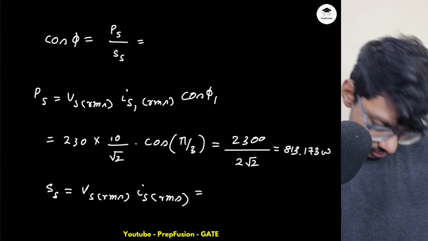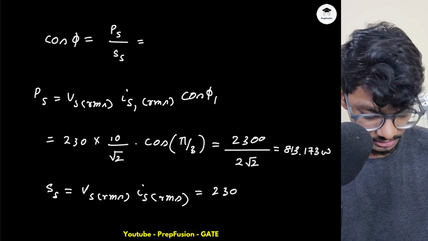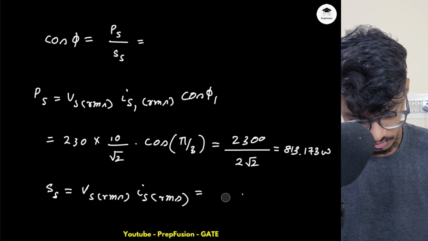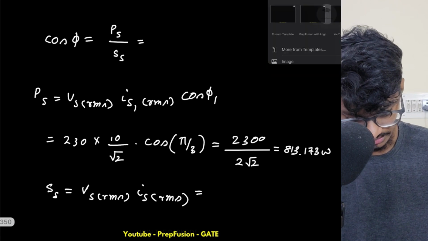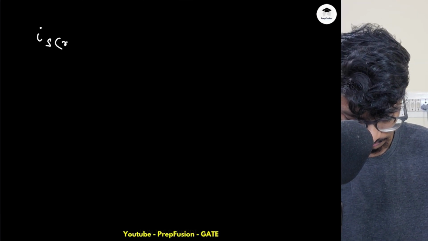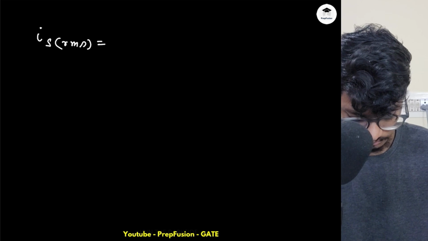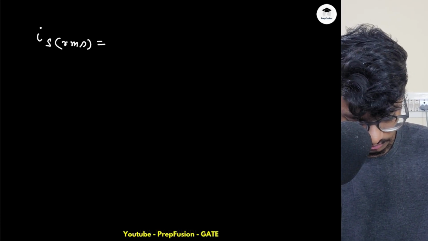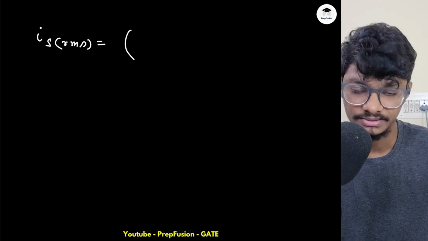So VS RMS into IS RMS. VS RMS is 230 again. And IS RMS I need to compute. I can compute it like this. My IS RMS will be the square root of IS1 RMS squared plus IS3 RMS squared plus IS5 RMS squared.